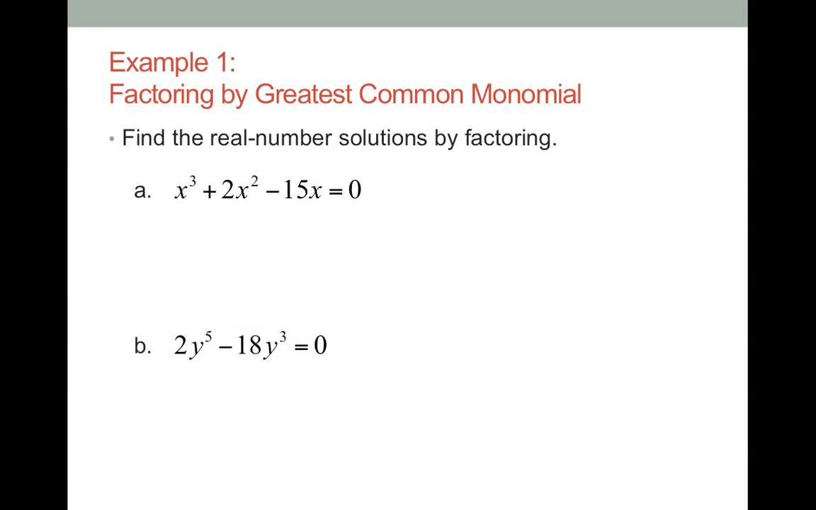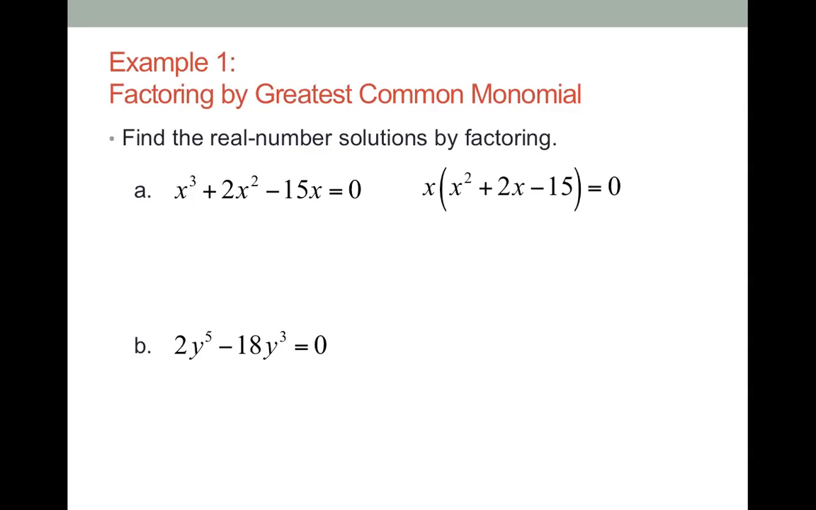All right, so here's our first example, and in this example we want to factor by finding a greatest common monomial factor. So when you look at the equation x cubed plus 2x squared minus 15x equals 0, you want to look at each term and determine if there is a common monomial factor. So in each of these three terms, we can see that we have a common factor of x.